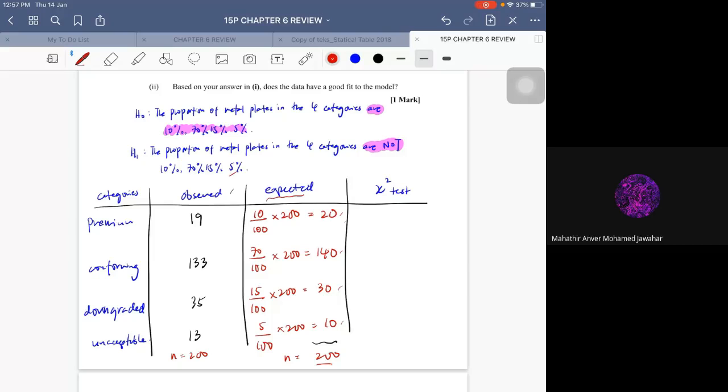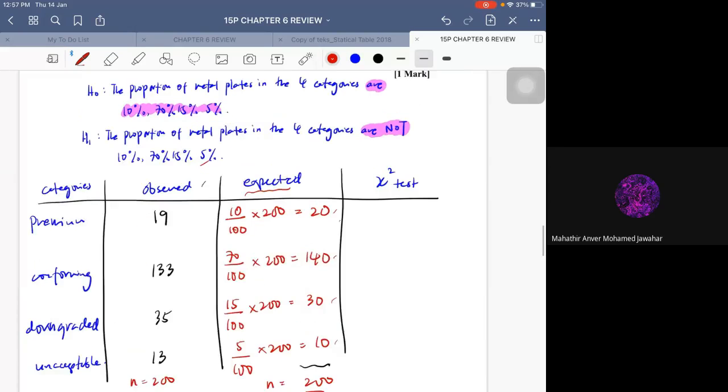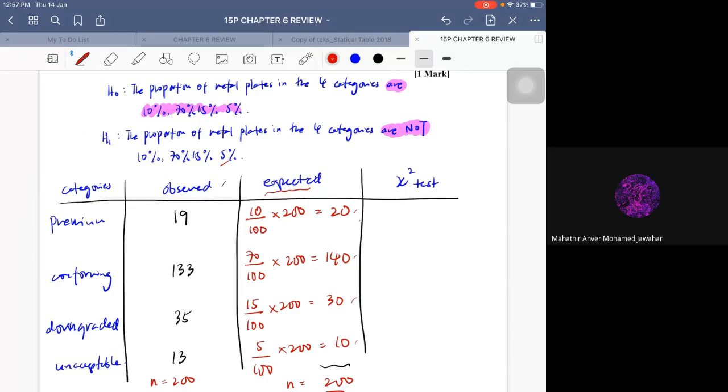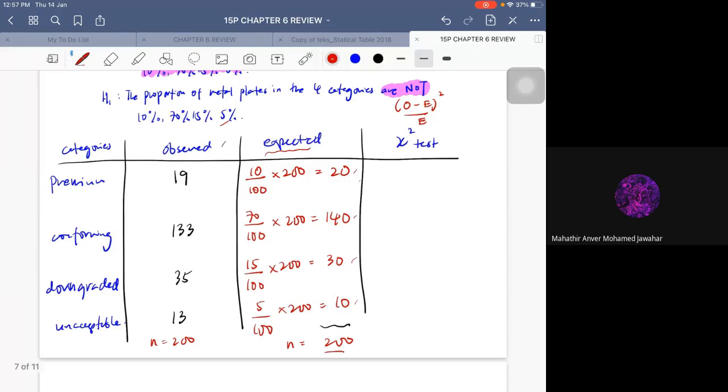Okay, so now that we already have the value of observed and expected, what I'm going to do next is start using the formula. So chi-square test is given by observed minus expected, squared, divided by expected. So for each of these categories, this is what I'm going to do. So on this side, observed is going to be 19, minus expected, which is 20, squared, divided by 20, so I'm going to get the value. And the same goes for confirming, so I'm going to have observed, which is 133, minus expected, which is 140, squared, divided by 140, so that is going to be the value of the chi-square for this one.